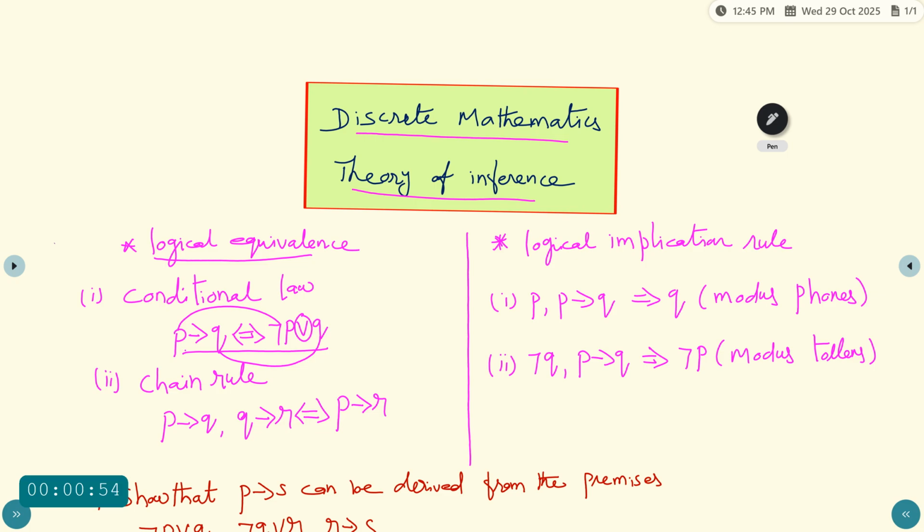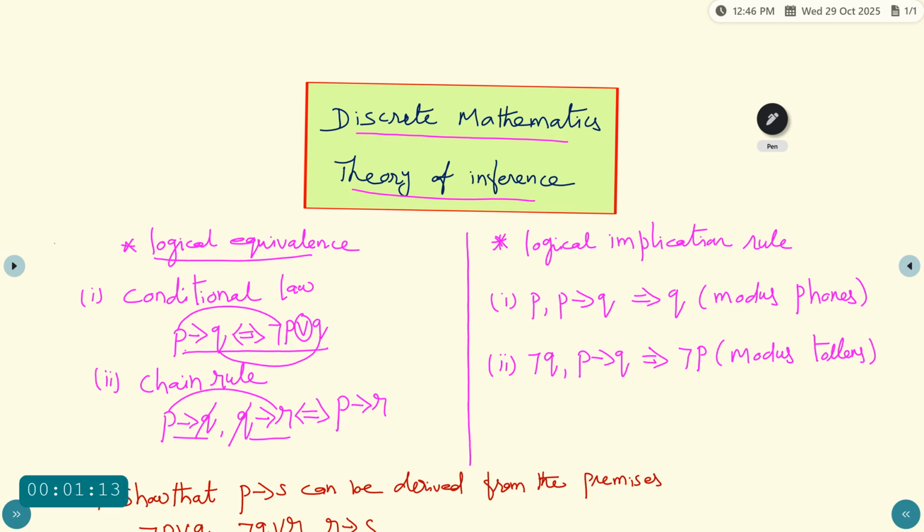The second one is the chain rule. So what is the chain rule here? P implies Q, Q implies R. It can be written as P implies R. So Q is cancelled. What is remaining here? P implies R is the remaining. These are the two rules for logical equivalence.